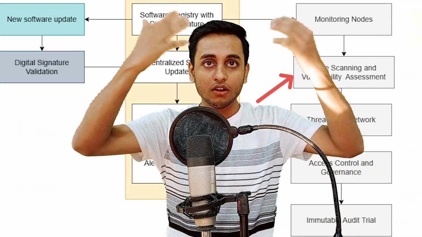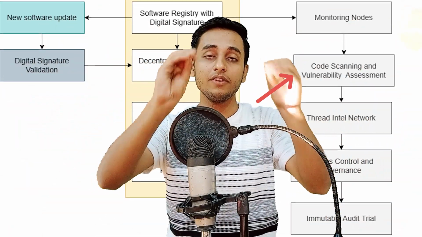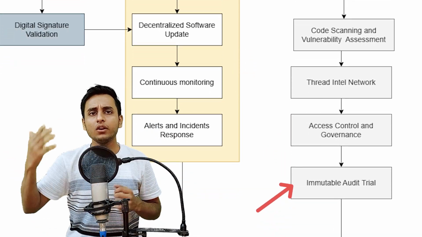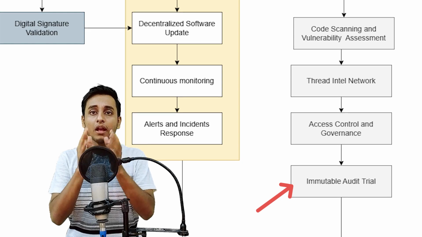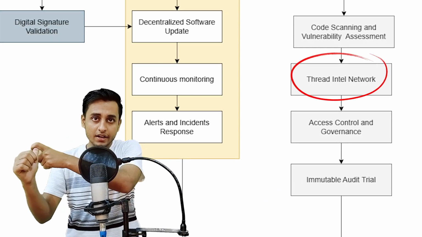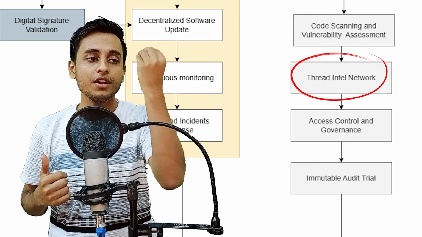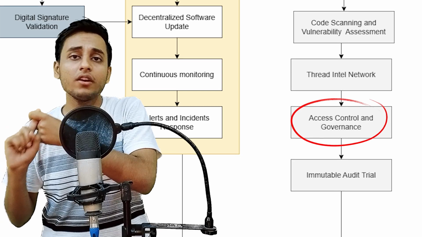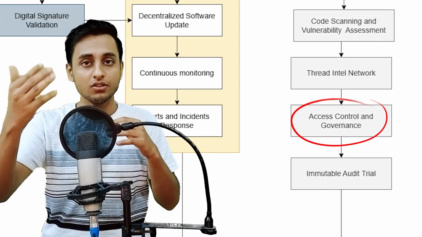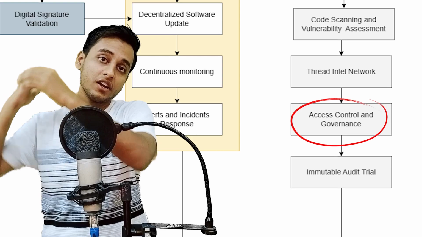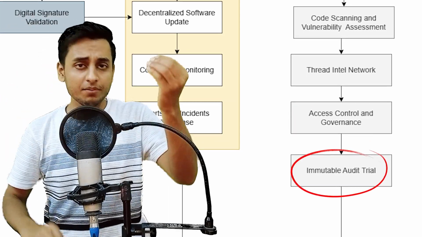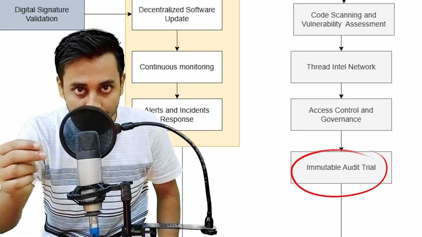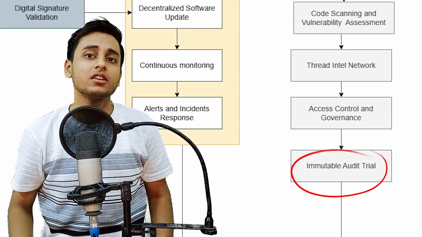Now the program flows into the seventh step, which is threat intel network, access control and audit trail. From code scanning and vulnerability assessment, the flow branches to several key components. Threat intel network represents a network of security experts who share threat intelligence and coordinate response. Access control and governance enforces strict access control and governance within the blockchain network. Immutable audit trail represents the blockchain capability to create a secure and tamper-proof record of all software updates and security events for forensic analysis.